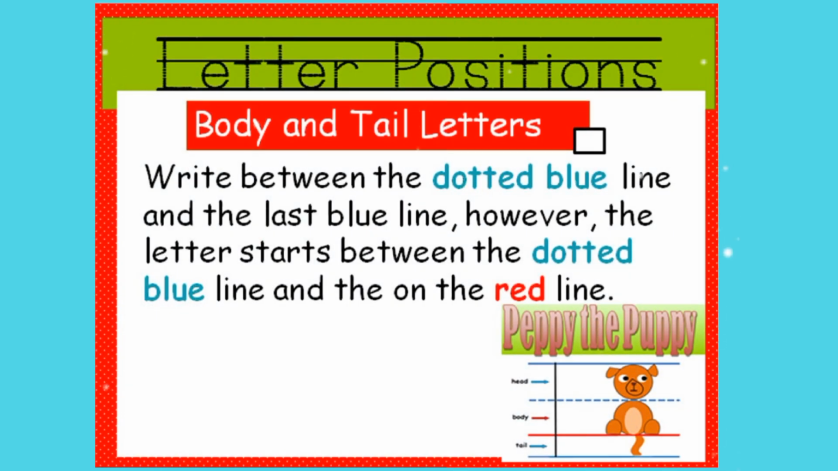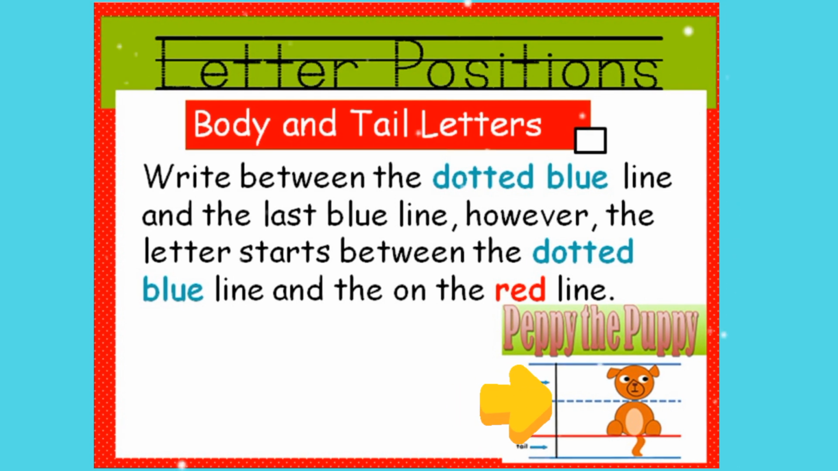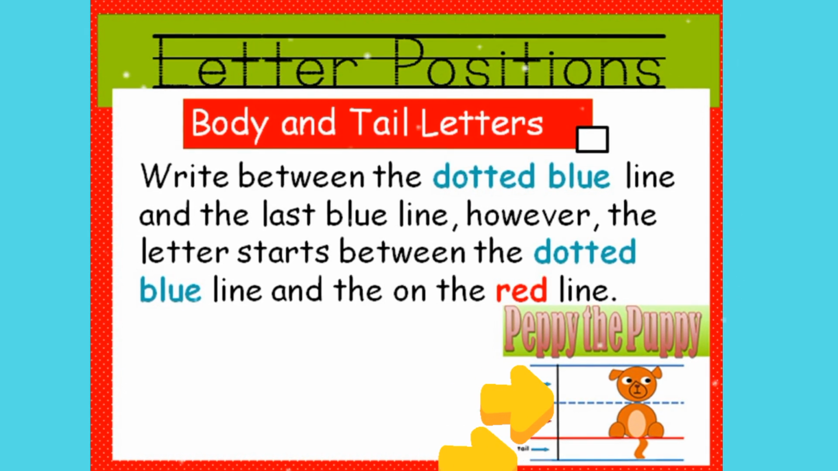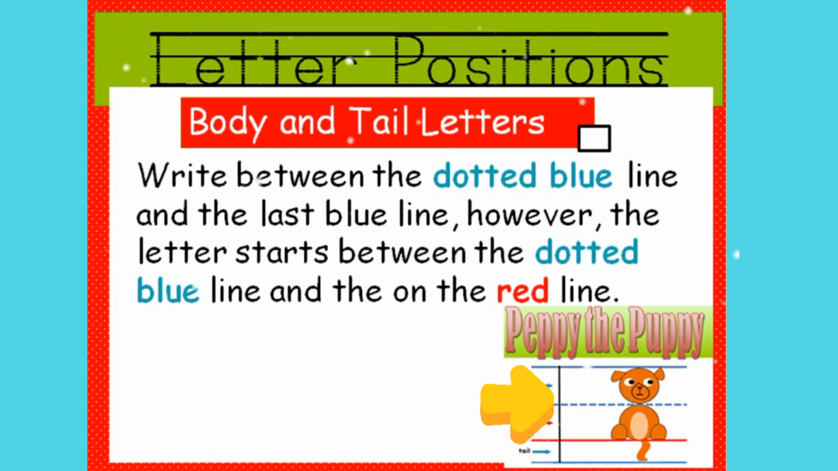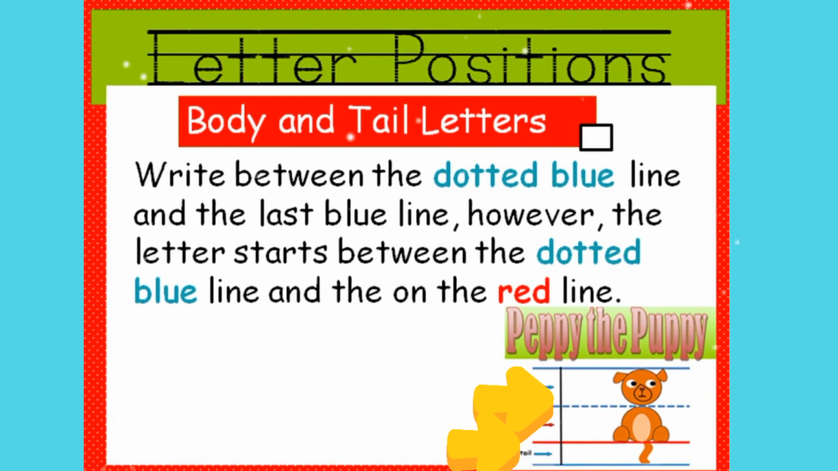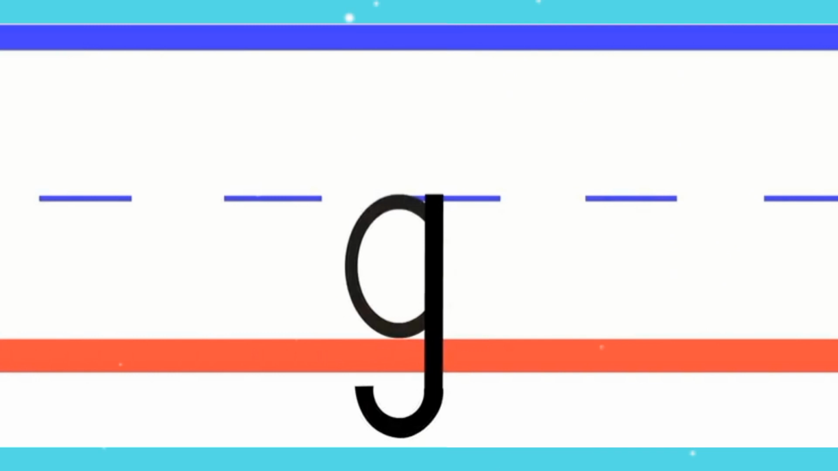Now let's write our letters like Peppy the puppy. For body and tail letters, you write between the dotted blue line and the last blue line. However, the letter starts between the dotted blue line and the red line. Get it? All right. Let's try our letters like Peppy the puppy. Write the letter G in your Penmanship Puppy Lines book.